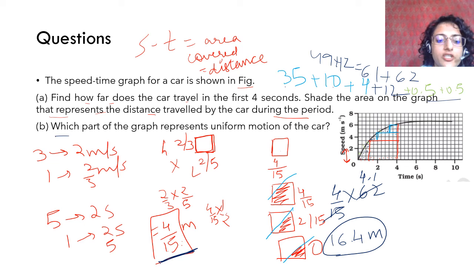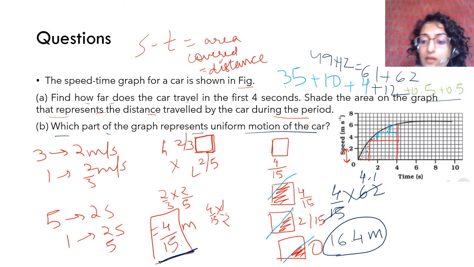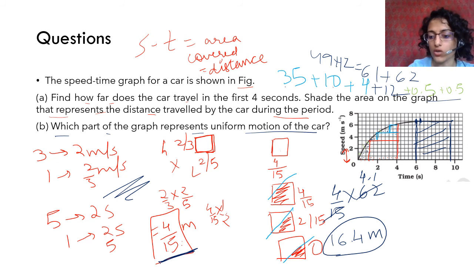Okay, which part of the graph represents uniform motion of the car? Uniform motion is when the speed doesn't change, right? So from this point onwards the speed doesn't seem to be changing. Here also, you can consider this point also. From this point onwards to this point the speed is not changing, therefore this part of the graph shows uniform motion. Okay, please calculate this properly on the graph in your book.